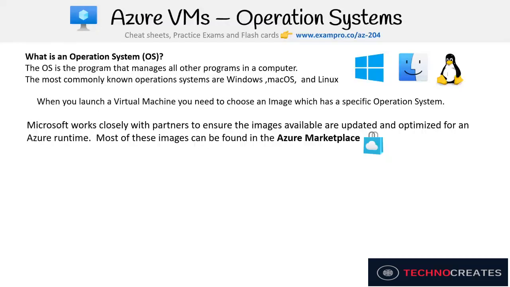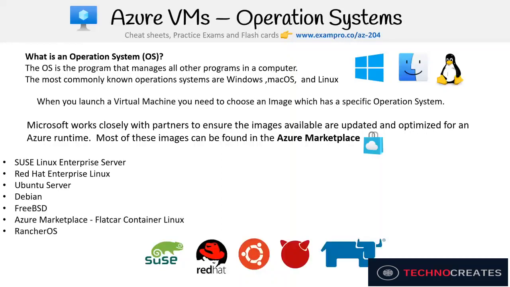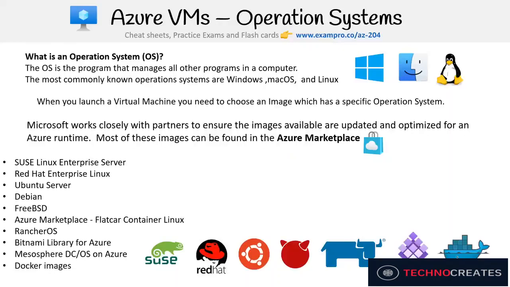So let's do a quick run through of these supported or partnered OSs. We have SUSE, Red Hat, Ubuntu, Debian, FreeBSD. Then you have Flatcar Container Linux, RancherOS, which is for containerization, and Bitnami. Bitnami is more like images that have preloaded software on them. They're very popular for their Bitnami WordPress. You have Mesosphere, and then you have images that have Docker with it. So you have a lot of options open to you there. And I always forget about Jenkins, and Jenkins is on the end there.